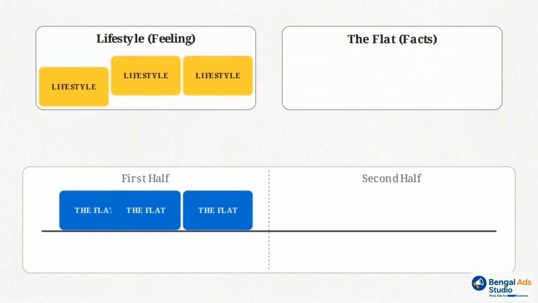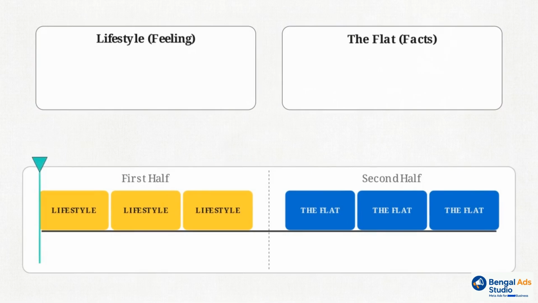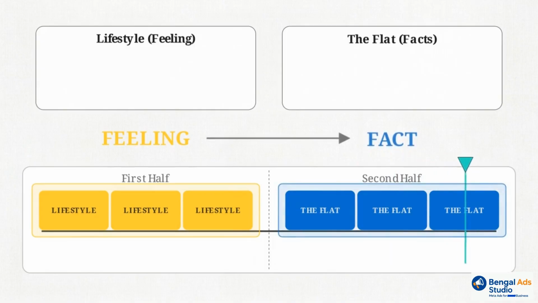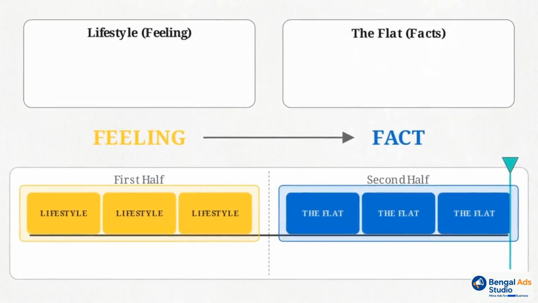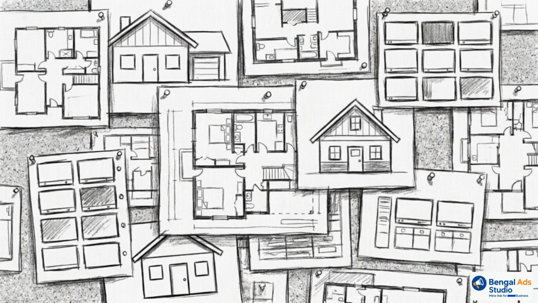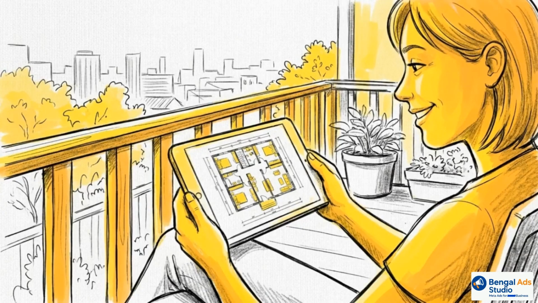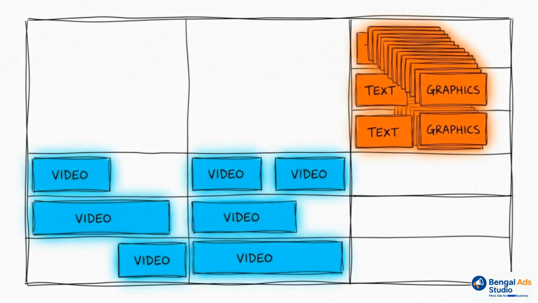To do this effectively, categorize all your raw footage into 2 buckets: lifestyle and the flat. Lifestyle clips focus on experience, like sunlight across a breakfast nook or the view from a terrace, while the flat clips are objective, wide-angle shots of empty rooms. The structural rule here is absolute. Lifestyle clips must be placed on the timeline before showing any clips of the flat.